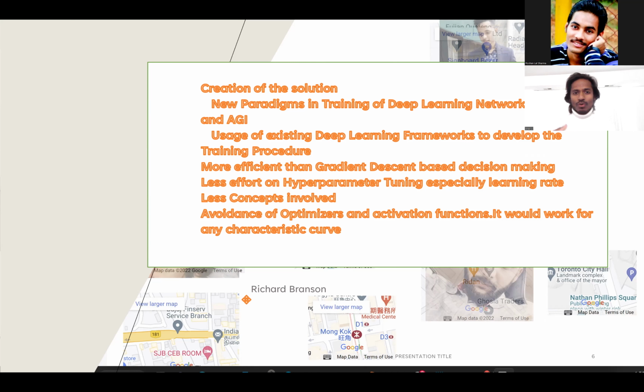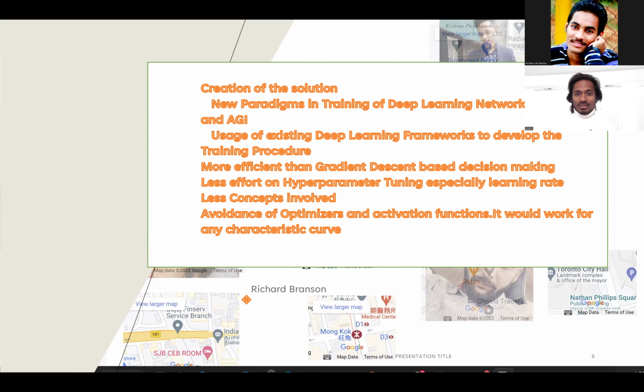So we have a lot of concepts with the existing training procedure. Now we have fewer concepts. It's just like transcription, reverse transcription, and some data augmentation. So just two concepts: transcription and data augmentation, and some entropy. So now we could even avoid optimizers and activation functions. I'll talk about what optimizers and activation functions are.